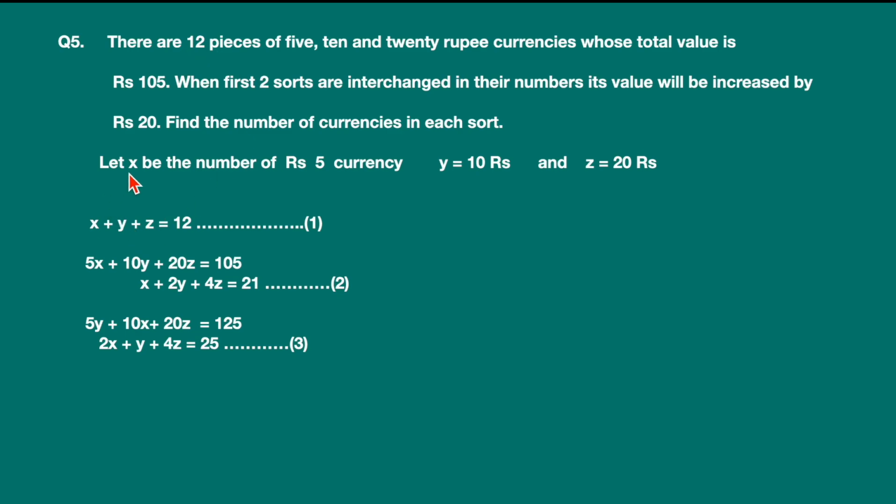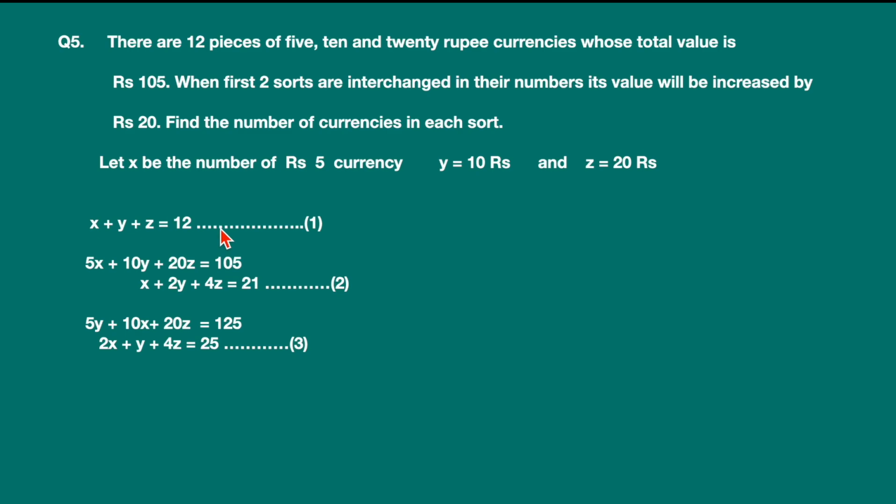So let us write X as the number of 5 rupee notes, Y as the 10 rupee notes and Z as the 20 rupee notes. So the total number, that is X plus Y plus Z, number of notes, is equal to 12.